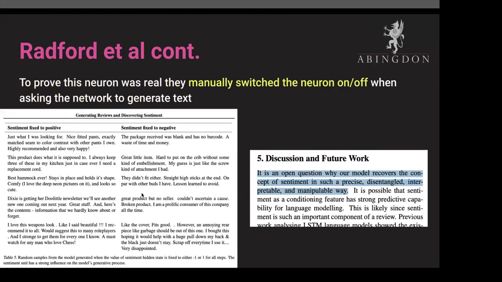Okay, continuing on with this paper, they also managed to manually switch this neuron on and off when asking the model to generate some text. As you can see here, and the slides will be shared with you afterwards, if you turn the sentiment neuron on, it would start producing Amazon reviews that were as good as any review you're going to see on the website, either positive or negative, which was absolutely unheard of at the time.